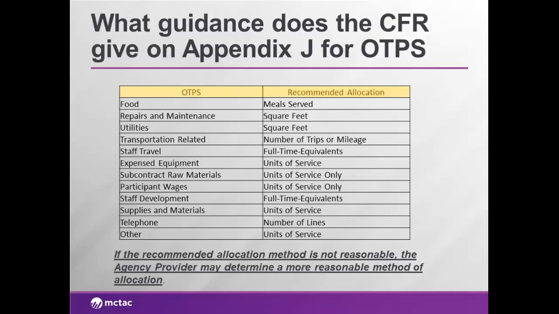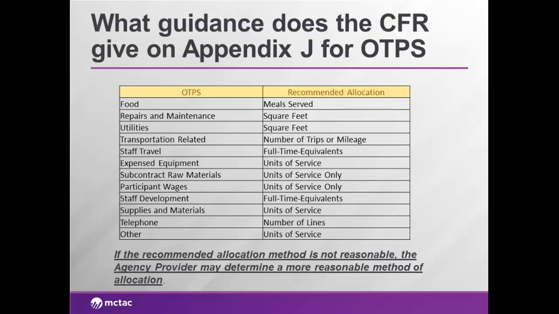But I think the caveat at the bottom of this, and this is language right from the CFR, is if the recommended allocation method is not reasonable, the agency provider may determine a more reasonable method of allocation.